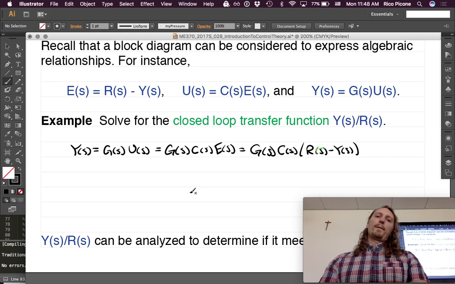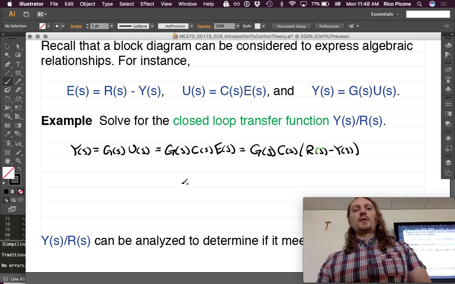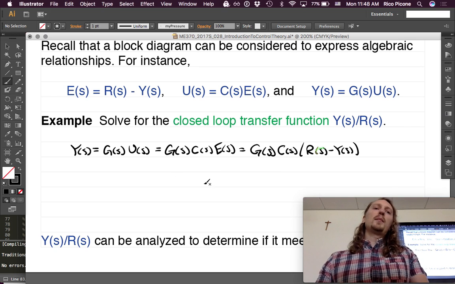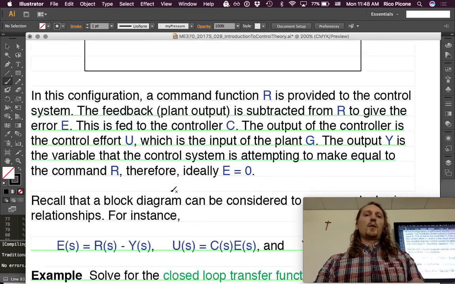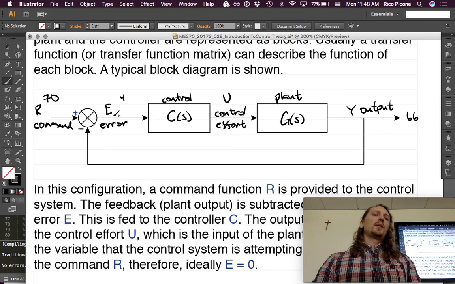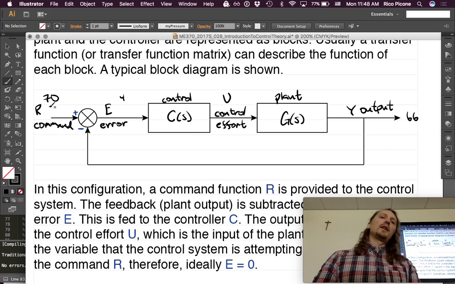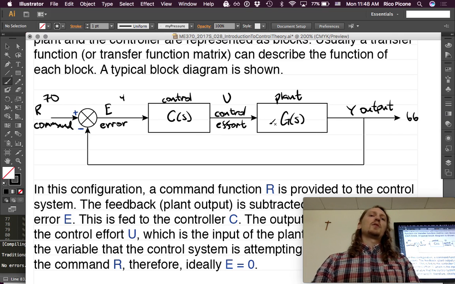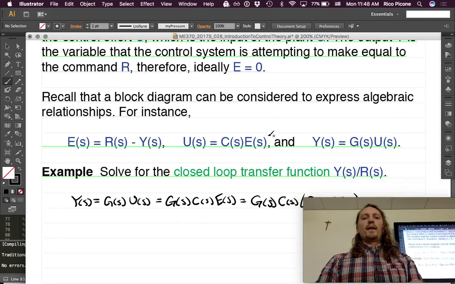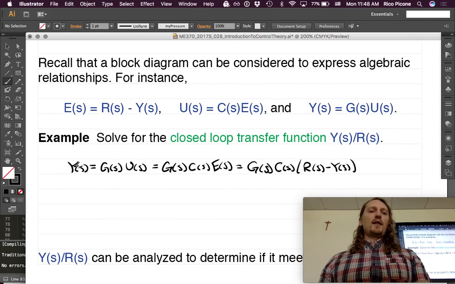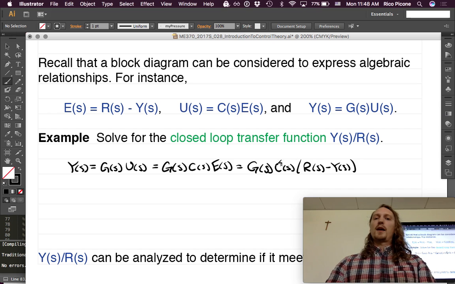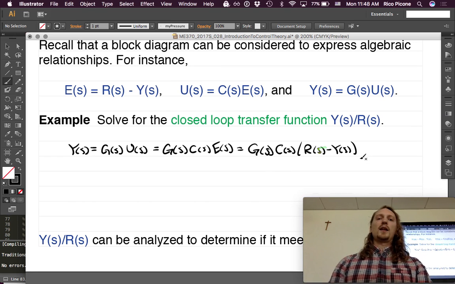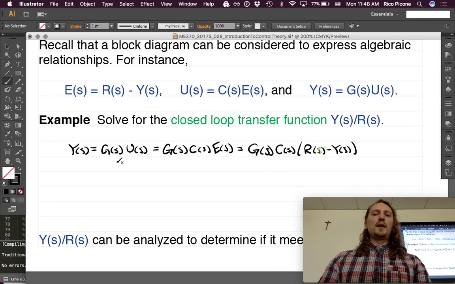And we have used all three equations, which is a good sign. We were trying to eliminate these intermediate variables. We wanted to eliminate U, we wanted to eliminate E. What we want is to relate R and Y via C and G only. What we have is this version of the left-hand side, Y of s, equal to this version of the right-hand side, G C times R minus Y. And we've eliminated all of the variables that we needed to.